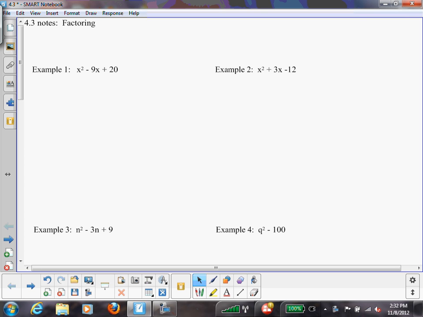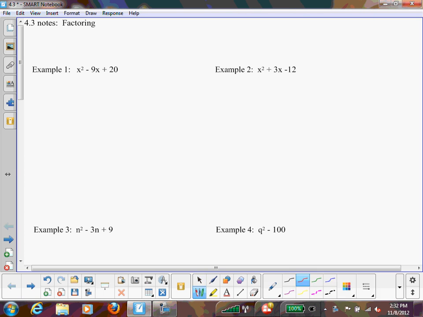Trial and error works very nicely when the coefficient in front of your x squared term is 1, because it's very easy to figure out how you're going to set up your parentheses. But let's talk about how the box method works.